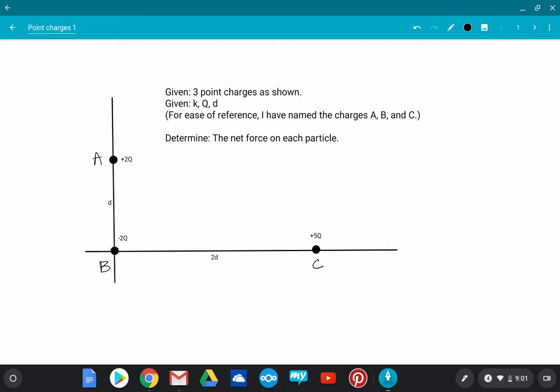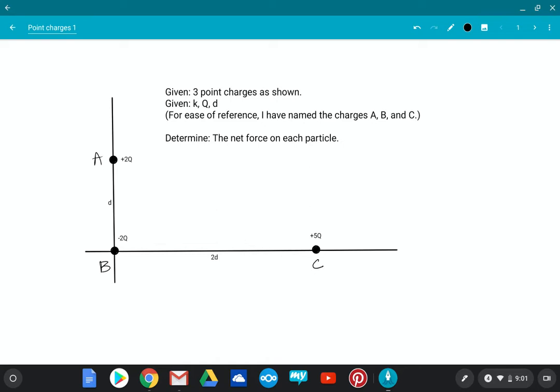Hey folks, let's go ahead and do a point charge problem together here. I have 3 point charges, and what you should do if you haven't already done this is go ahead and make a drawing on your paper of these three and try to answer the questions on your own before moving ahead with the video.